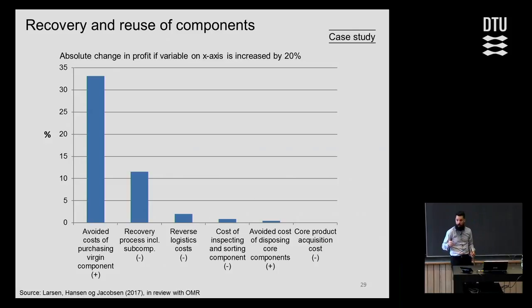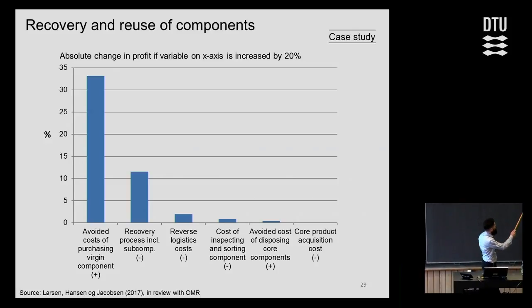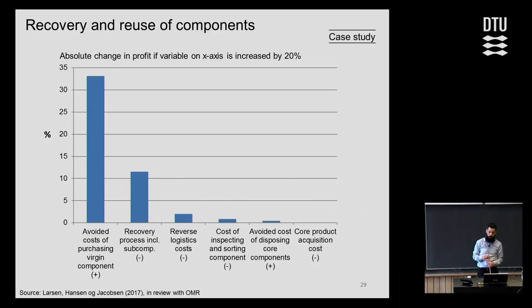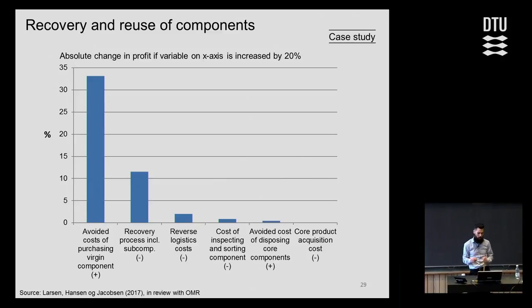And this is the same analysis as before. The most important factor is the avoided cost of purchasing that virgin component. And the second most important factor is all the costs involved with the recovery process, including the components, the subcomponents needed to do the recovery. Yeah, reverse logistics is more important now. It has moved up a couple of places.